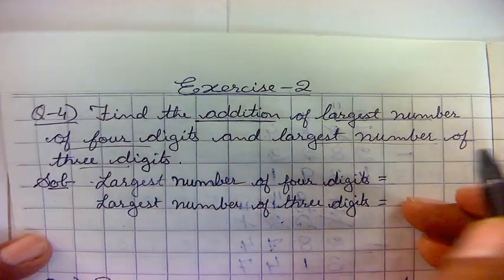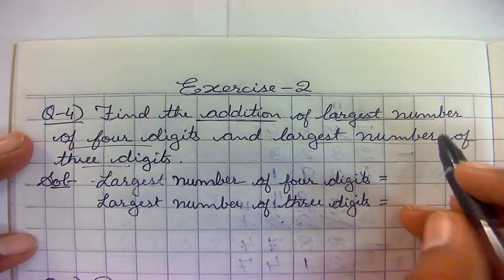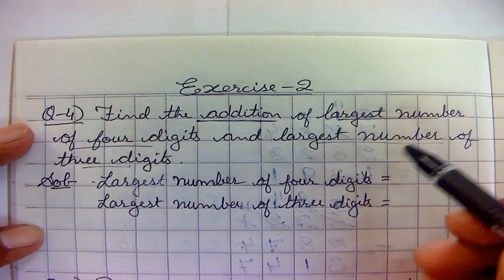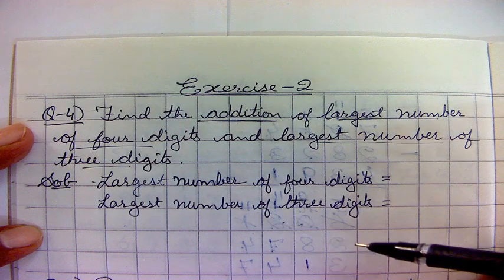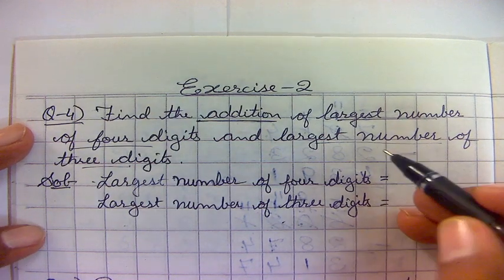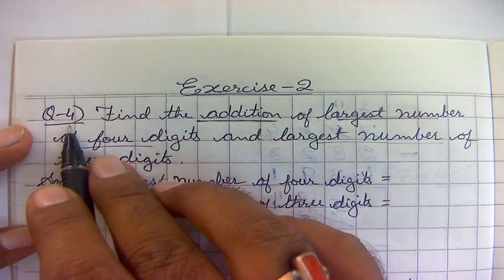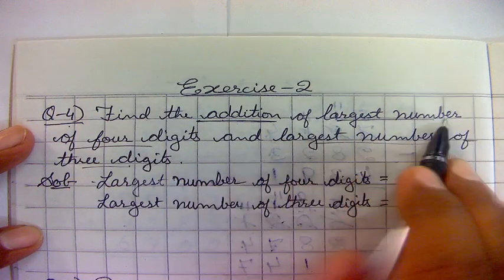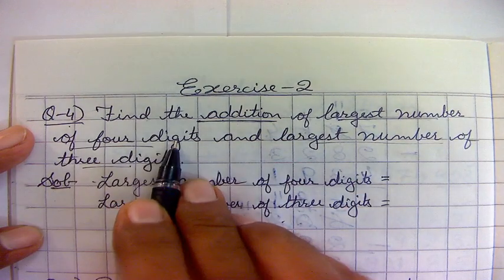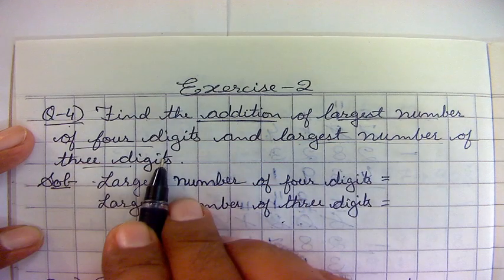In the previous video we had done the questions based upon addition and subtraction of 4 digits, and I had given you questions 1, 2 and 3 as homework. So now let us continue with exercise 2. There are a few word problems in this, so today we'll do the word problems. Question number 4 says: find the addition of the largest number of 4 digits and the largest number of 3 digits.